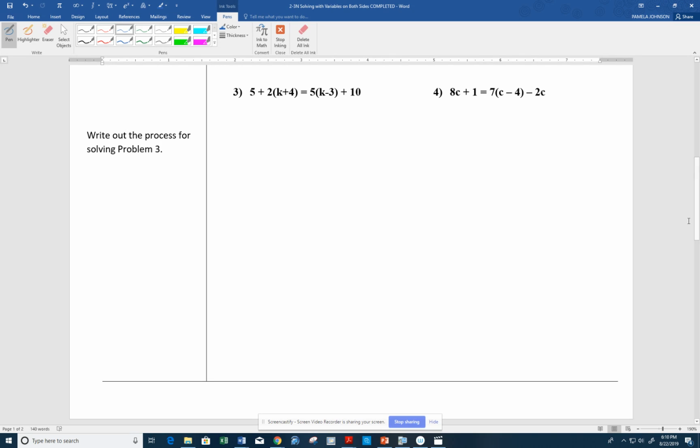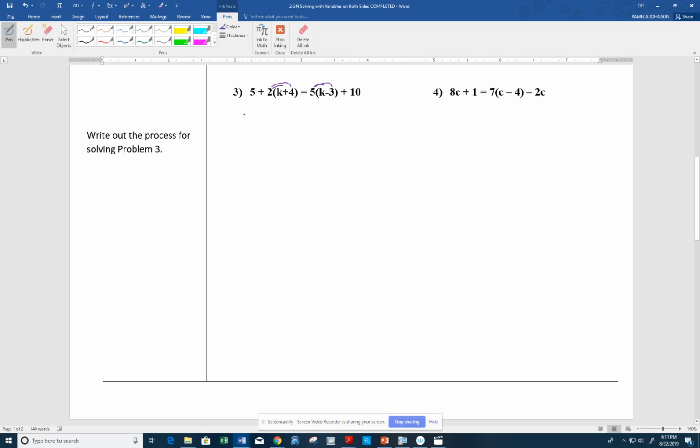All right, let's look at number 3. We have 5 plus 2 times k plus 4 equals 5 times k minus 3 plus 10. So we have to simplify each side before we could start solving. To simplify, we're going to start by taking care of these parentheses here. So we're going to take this 2 and distribute it into this first set of parentheses. And this 5 is going to go into this set of parentheses.